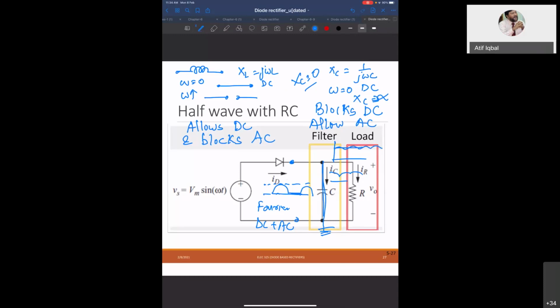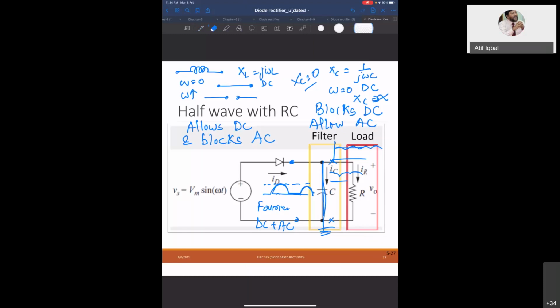Originally, it has a big ripple. But due to the capacitor filter, the AC component, the ripple component, will go into ground. It will allow all the AC to pass, but it will block the DC. So the DC will go to the load and the AC will go to the ground. So you will have a filtered output at the load. Understand? Any question here?